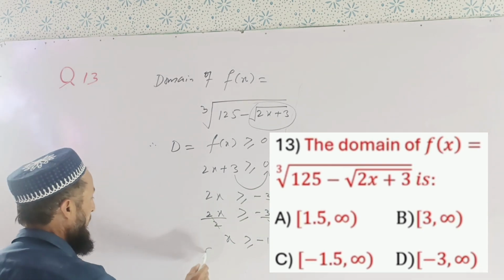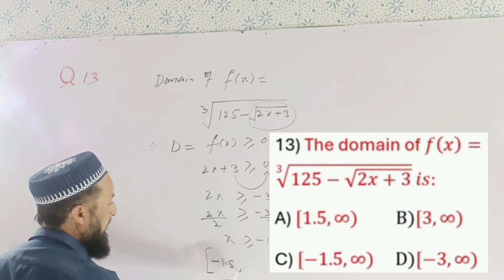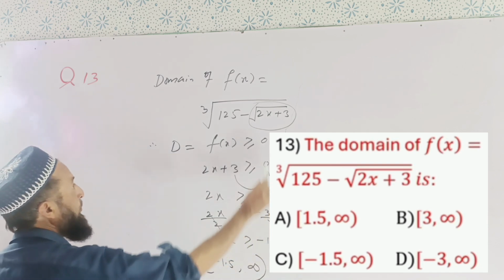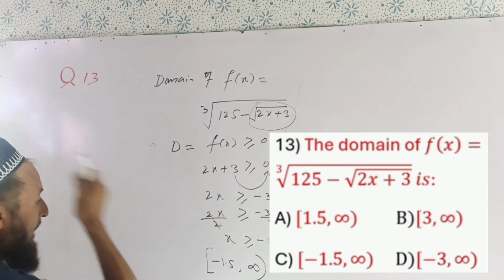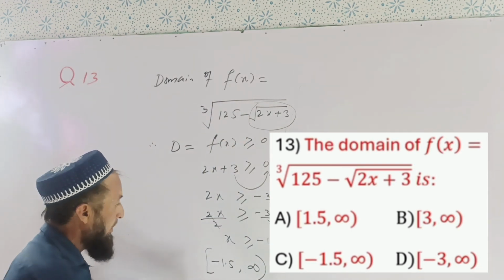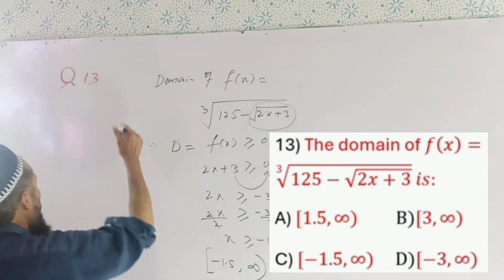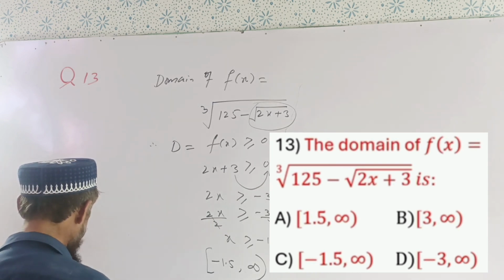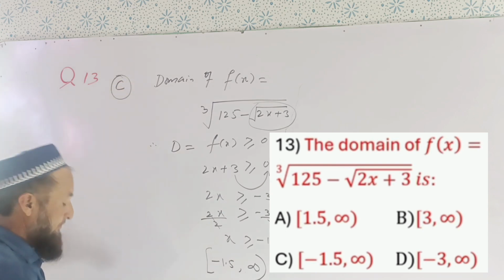It means the closed interval of minus 1.5 up to infinity, the open interval, is accepted. So if we find the values, this will give the actual results between these two closed intervals, minus 1 to 1. So what is the option here? Option C is the correct answer here. C is the correct option.